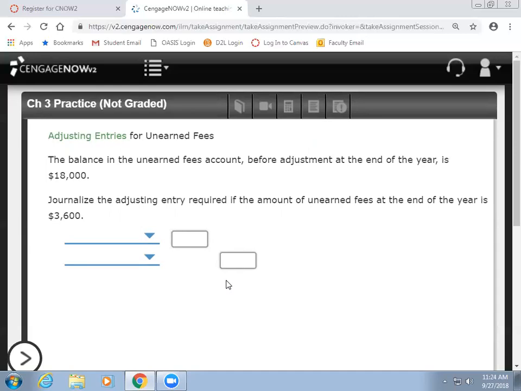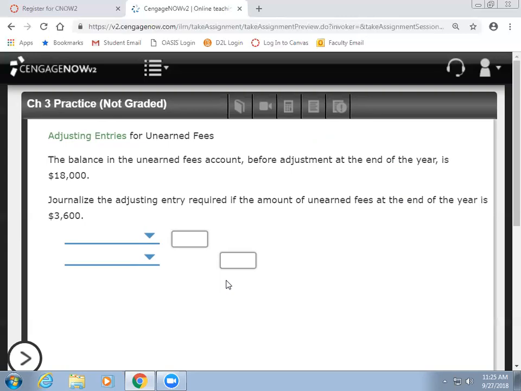So in order to decrease that account, since it has a credit balance, I know I'm going to have to debit something. How much am I going to debit unearned fees to get a balance of $3,600? Perfect, $14,400. Again, we just took our $18,000 minus the $3,600. So $14,400 of these unearned fees have now been earned. That's what that means.